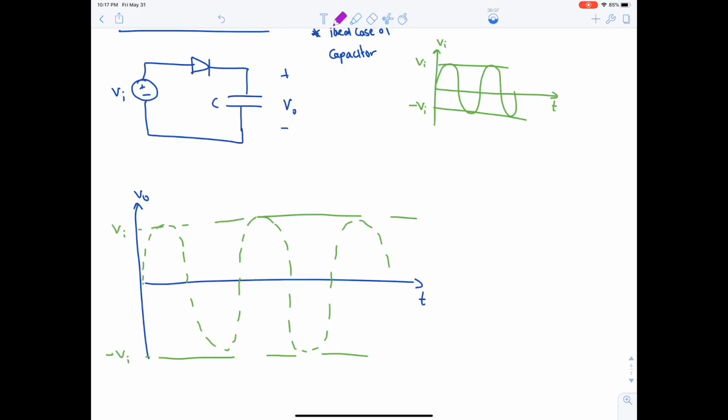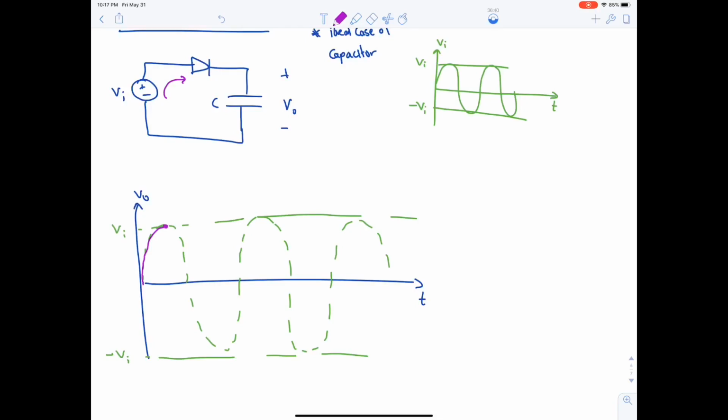So when the voltage is in the positive side, or it's increasing, then the capacitor will charge. The current is flowing this direction, the capacitor is charging. So it keeps charging until it becomes fully charged. Once it becomes fully charged, VI will continue. When VI reaches its peak value, it will decrease again, right?